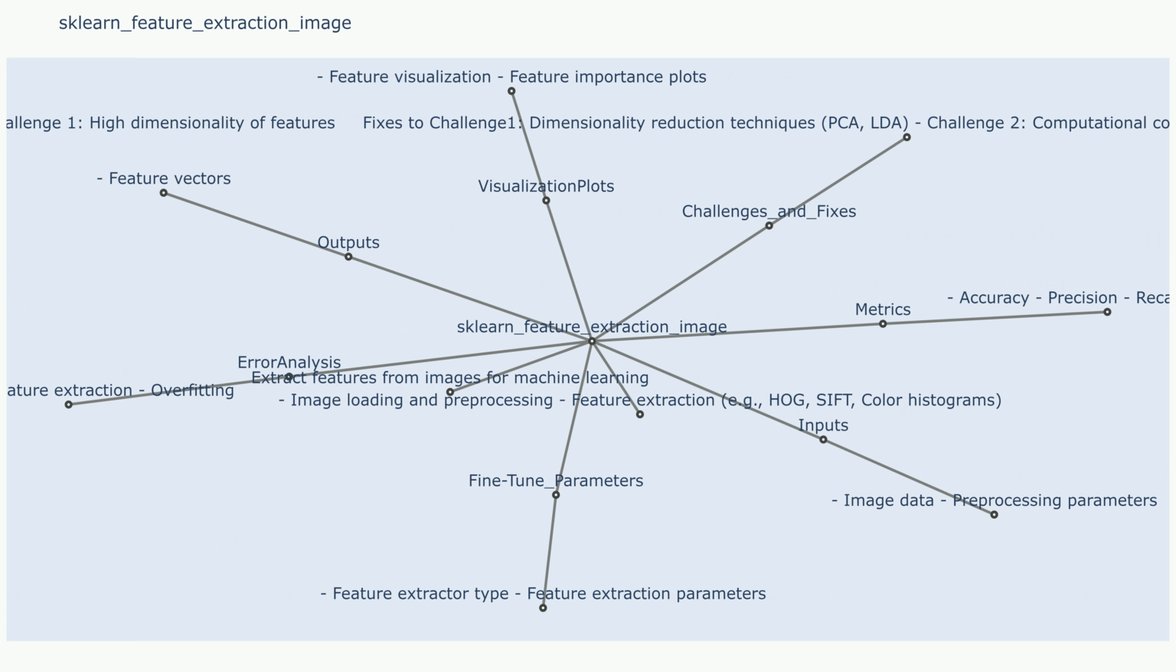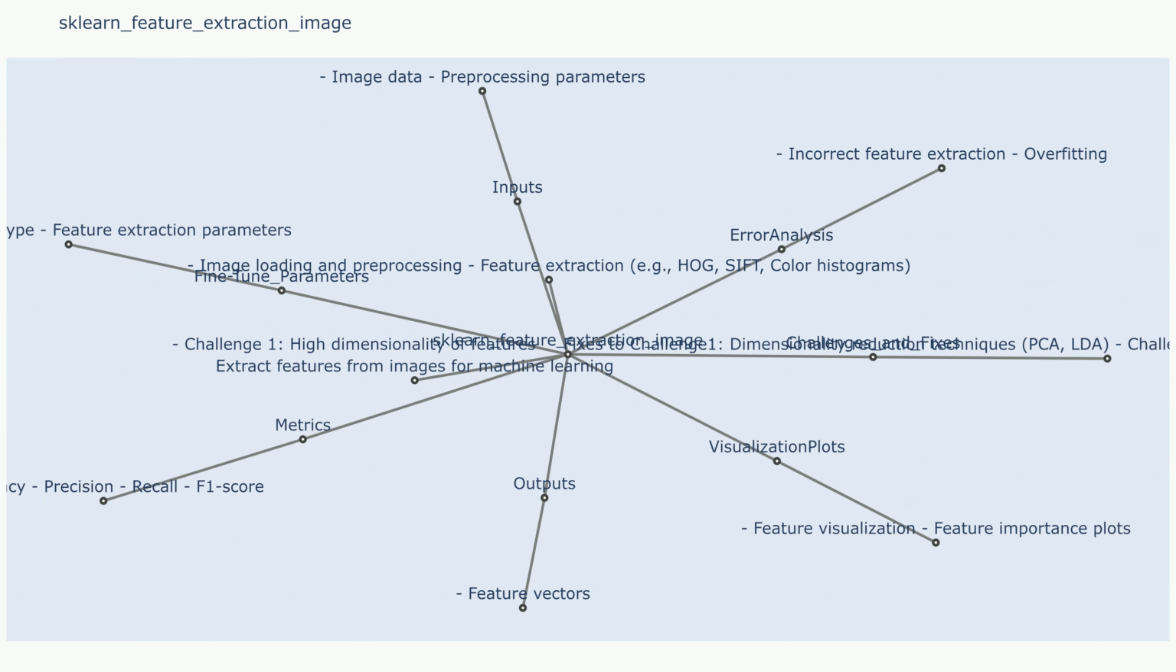Output 1, feature vectors. The extracted features are typically represented as numerical vectors, where each element corresponds to a specific feature. The dimensionality of these vectors can vary depending on the chosen feature extraction method. Output 2, feature matrix. When processing multiple images, the extracted feature vectors are organized into a feature matrix, where each row represents the feature vector of a single image.